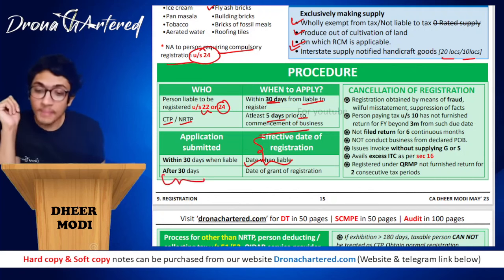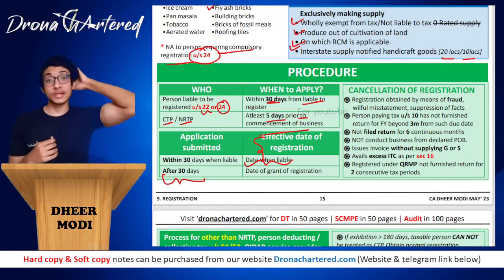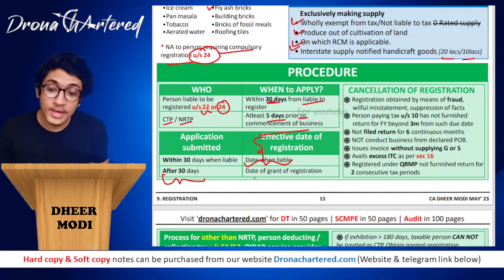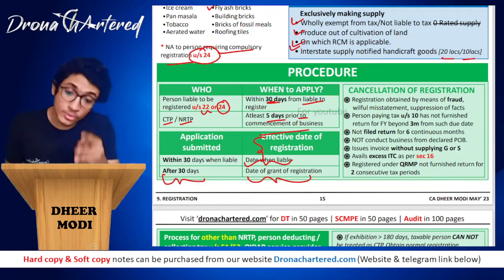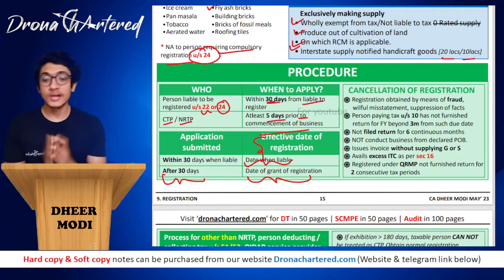However, if this application you have submitted is after 30 days, then in such a case, the effective date of registration, remember there are questions on this, therefore please focus on this. Effective date of registration will be the date of grant of registration. That is when you are actually receiving the registration, that will be your effective date of registration.